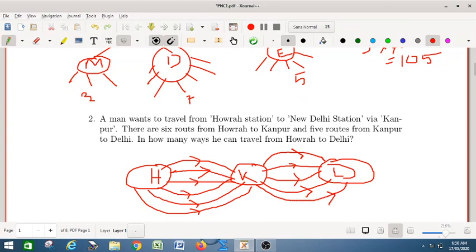And there are 5 routes. Okay, so there are 6 routes available from Howrah to Kanpur, and from Kanpur to Delhi there are 5 routes. So in how many ways can he travel from Howrah to Delhi? A person wants to go from Howrah to Delhi, in how many ways can he go?